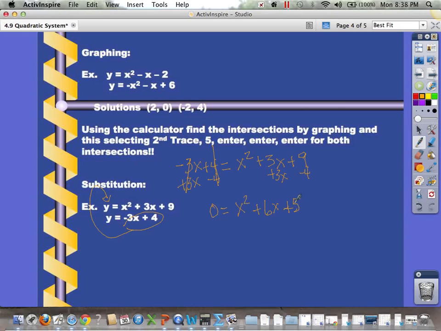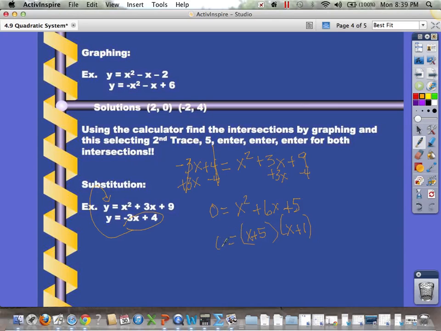All right. From here, you can factor it if you know how to factor, which would be very easy to do. So let's think of factors of 5 that add to be 6. What are factors of 5 that add to be 6? 5 and 1. And it's all addition, so it's going to look like x plus 5, x plus 1.